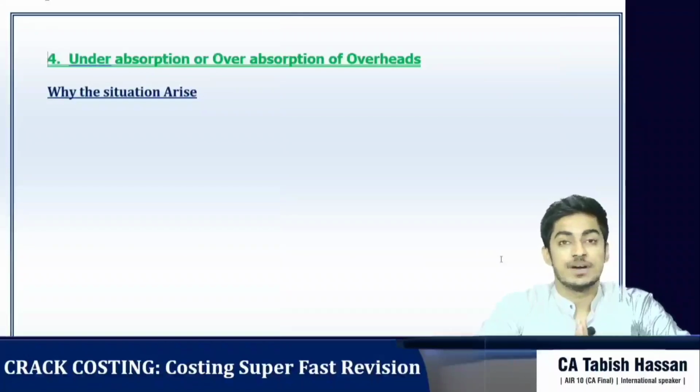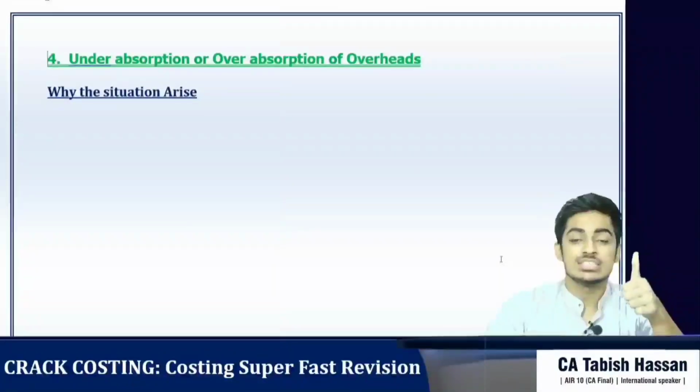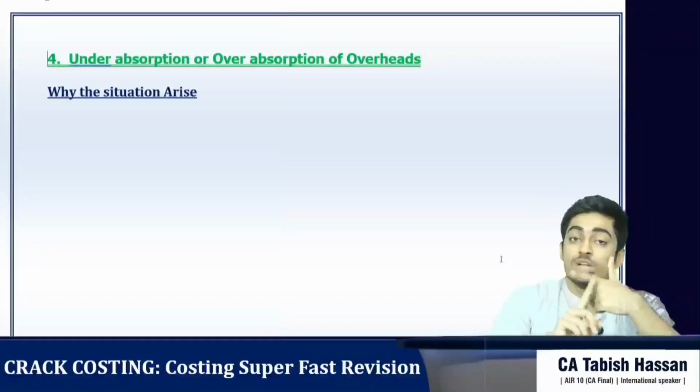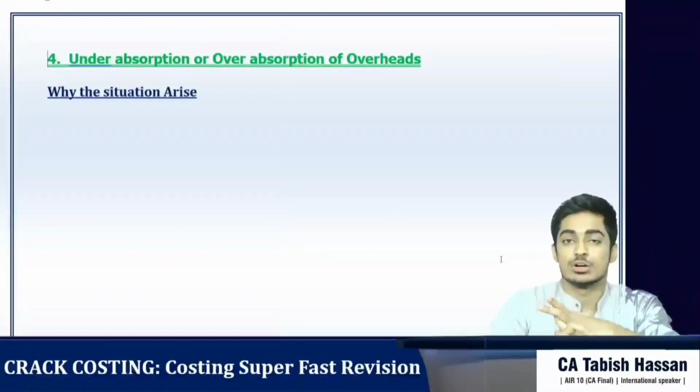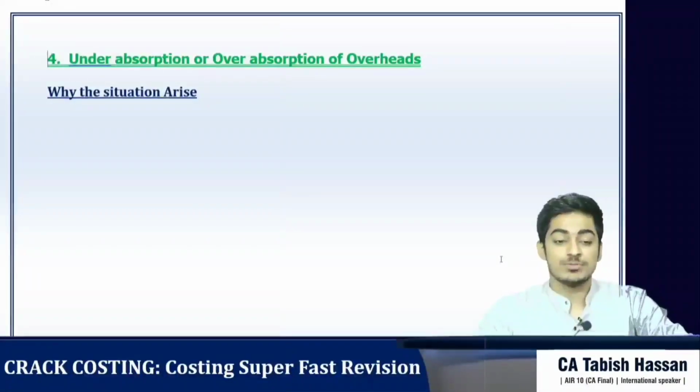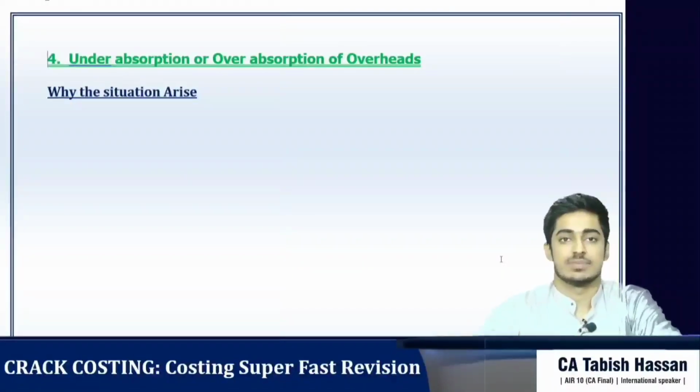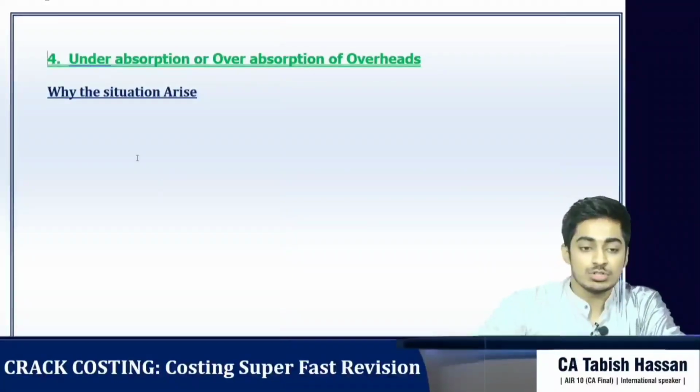Now we'll discuss the final topic of the chapter, under absorption or over absorption of overheads. Here we'll discuss why the situation arises, what is under absorption and over absorption, and how to treat them in costing. So let's come to the first question, why the situation arises. Suppose the prime cost of manufacturing the product is rupees 5,000.